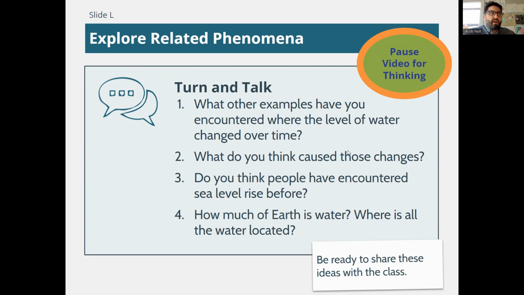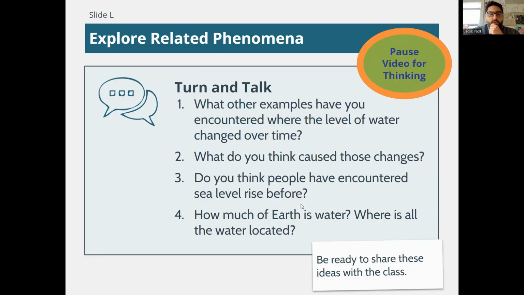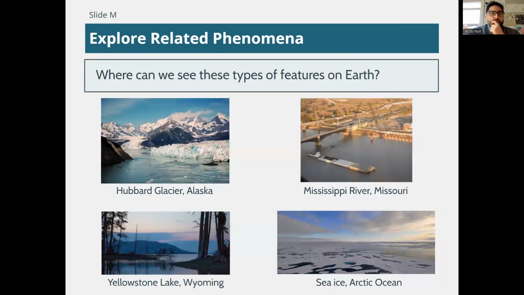Okay, so now let's continue. I have some pictures here. Let's take a moment and see if we can notice anything that will help us make sense of what we're seeing. Here we have 4 different places. We have Hubbard Glacier in Alaska. We have Mississippi River in Missouri. We have sea ice on the Arctic Ocean, and we have Yellowstone Lake in Wyoming.